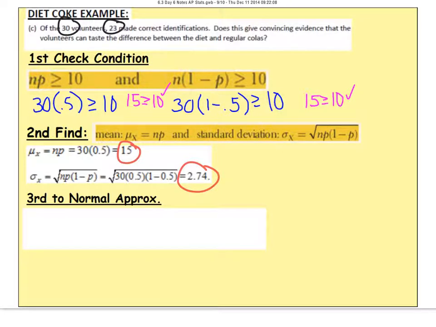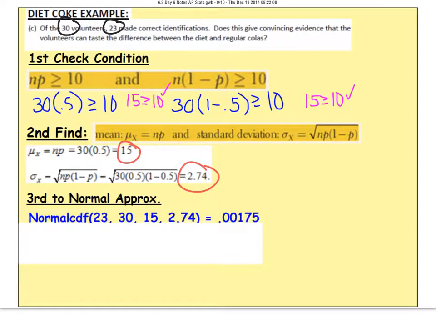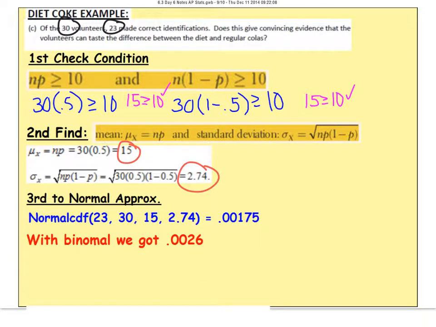And then you literally just do normal CDF. So you would type normal CDF. Our lower bound is going to be from 23 up to 30, with the new mean and standard deviation, and here's what we got. If you compare that to what we got with binomial, we actually got this answer.